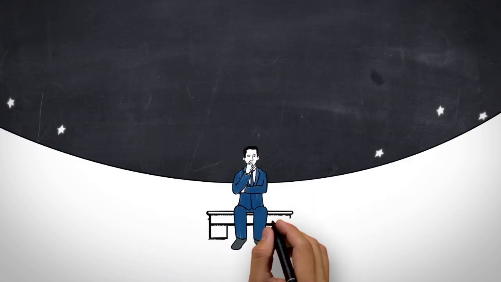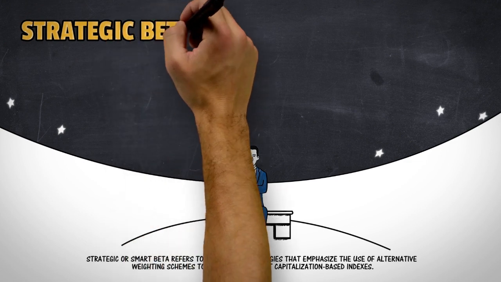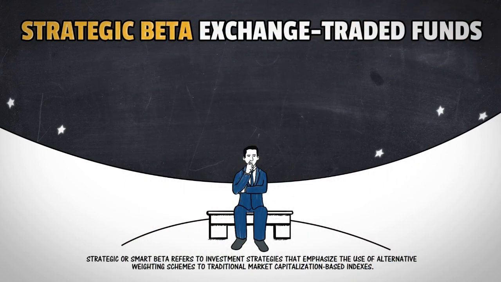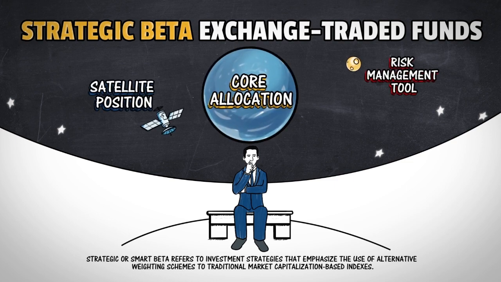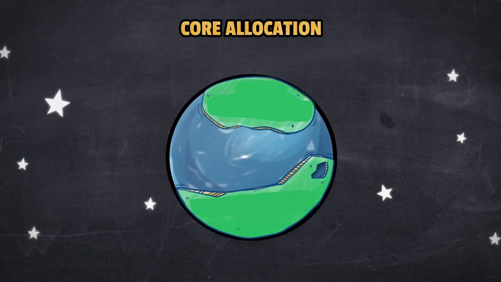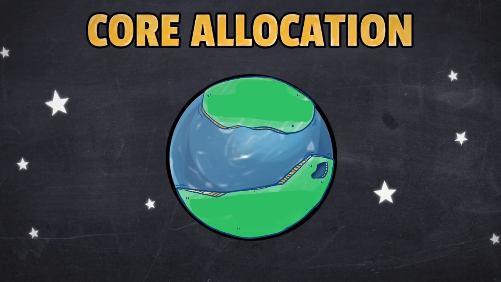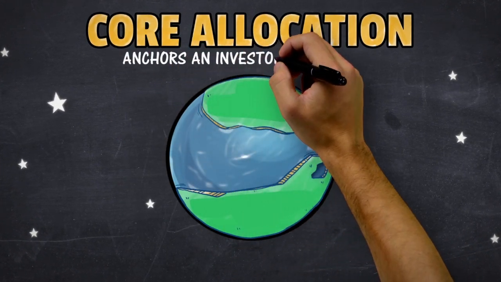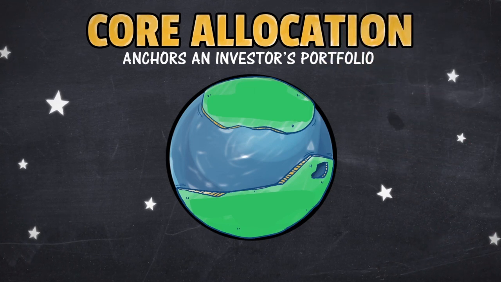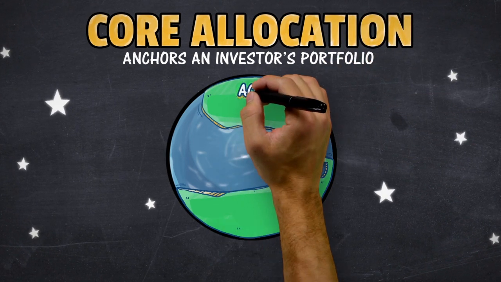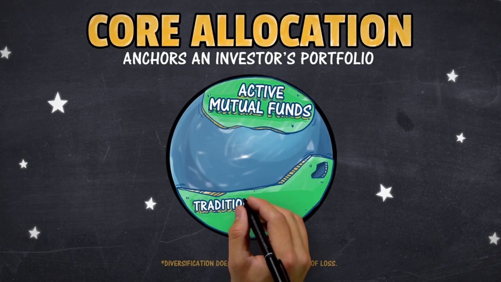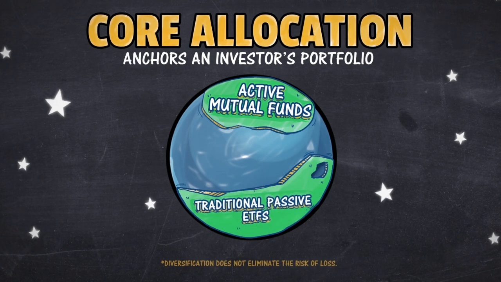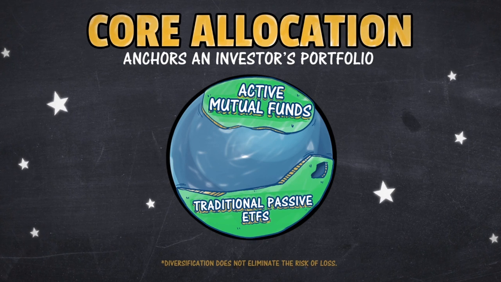Some question where and how to use strategic beta exchange-traded funds. There are three primary roles they can play in portfolios: a core allocation, a satellite position, or a risk management tool. A core allocation is a portfolio centerpiece. It's intended to anchor the portfolio according to an investor's long-term strategic goals. The core is typically composed of well-diversified assets, with cost and liquidity in mind. That's why traditional capitalization-weighted ETFs have been popular.